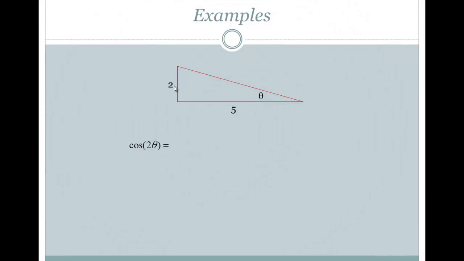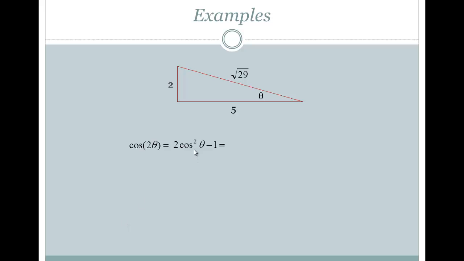Here I'm giving you a triangle. 2 and 5 are the opposite and adjacent sides. I'm looking for cosine of 2 theta here. Okay, so if I'm going to do that, I know the hypotenuse of that triangle is square root of 29 using the Pythagorean theorem. And now what I'm going to do is use one of my formulas to simplify this statement. Okay, I'm going to use cosine of 2 theta is equal to 2 cosine squared theta minus 1.